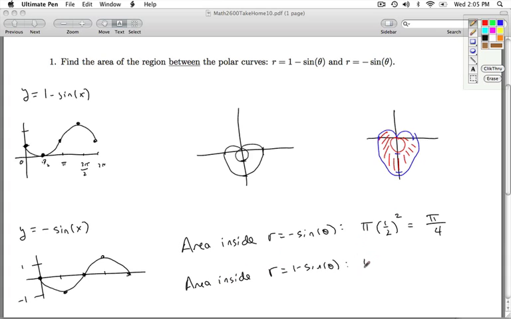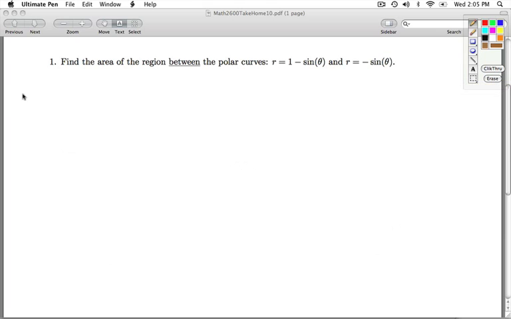If I want the area inside this curve, then I can just take 1/2 the integral from 0 to 2 pi, (1 minus sine theta) squared d theta. Okay, so that's where the bulk of the work is going to be, computing this integral. Once I find this integral, I'll subtract pi over 4 and then I'll be done. So let's look at this integral, 1/2 integral 0 to 2 pi, (1 minus sine theta) squared d theta.